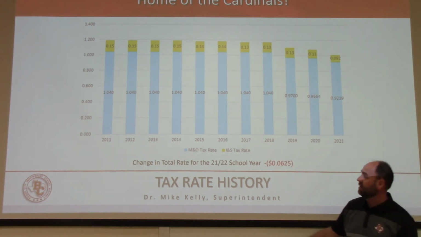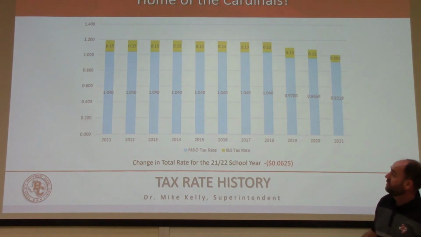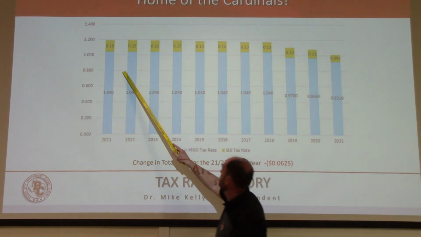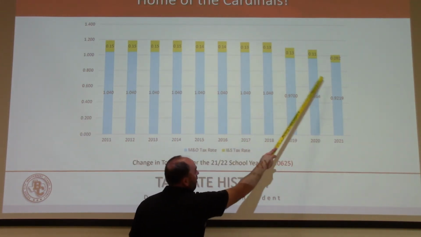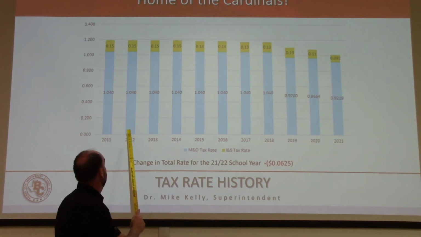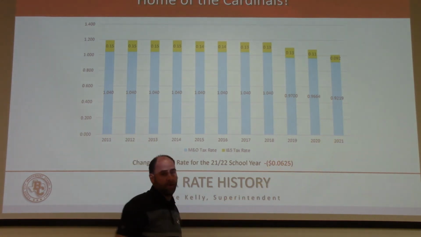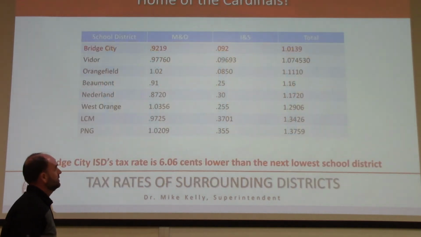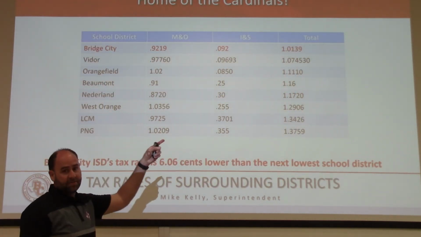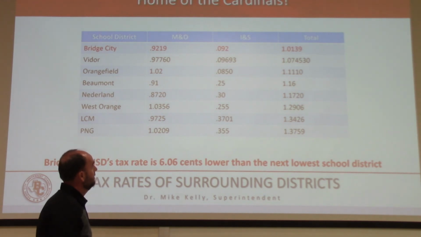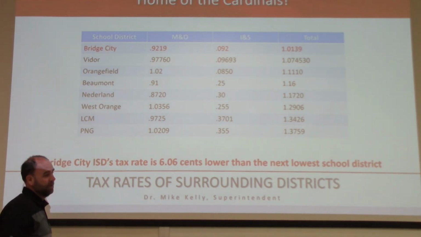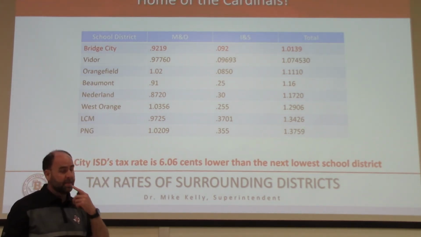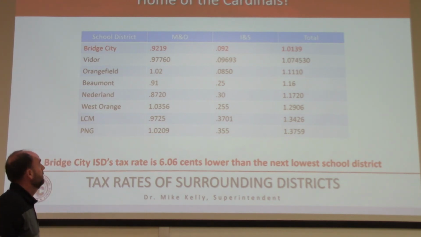From 2011 to now, the tax rate has either stayed the same or has dropped all the way from $1.19 to $1.01 currently. Continuously doing more with less. This is the current tax rate of Bridge City ISD. The lowest around, and there are other schools I could add to this list, we'd be in the same spot.